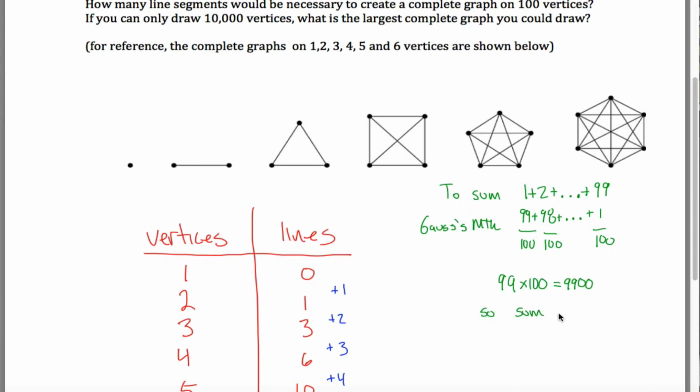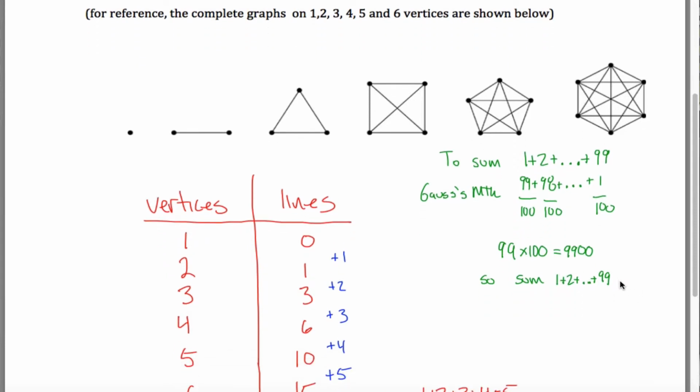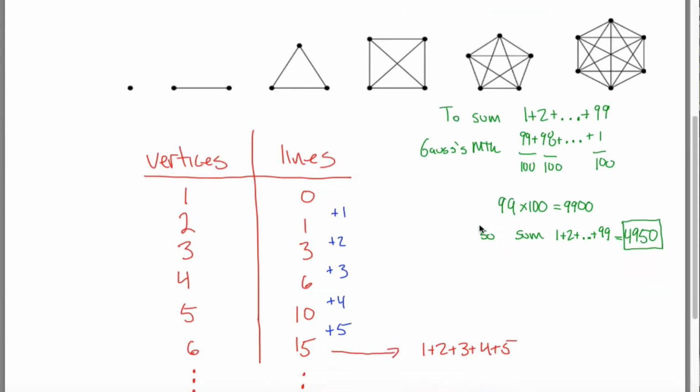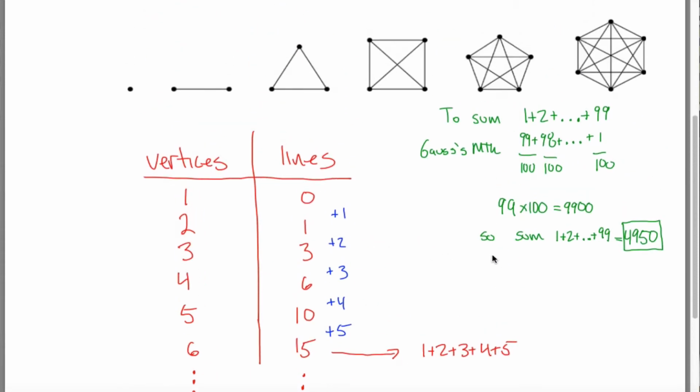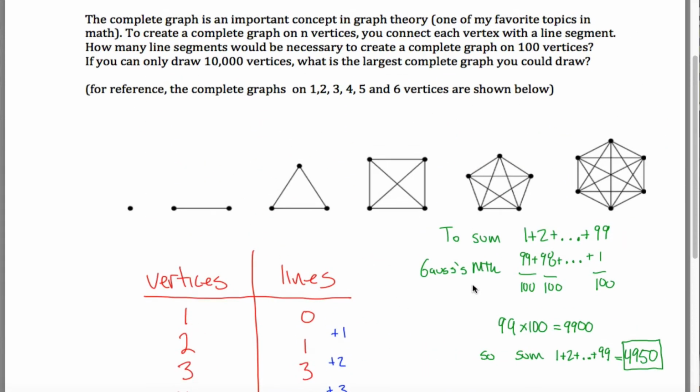So the sum 1 plus 2 all the way up to 99 would be exactly half of this number. Half of this number is 4950, I believe? So that would end up being the answer to the question: 4950. For the complete graph on 100 vertices, you'll need 4,950 lines.